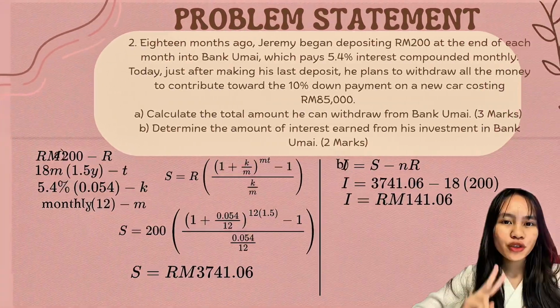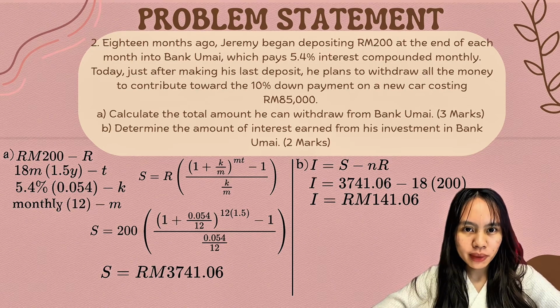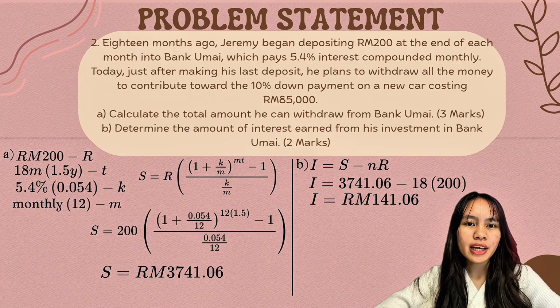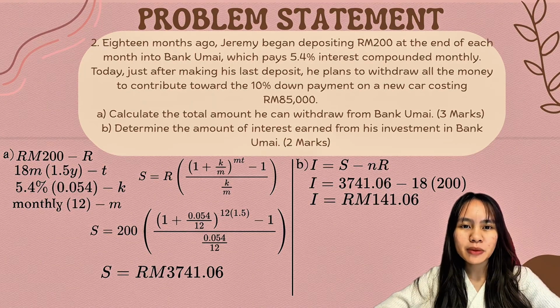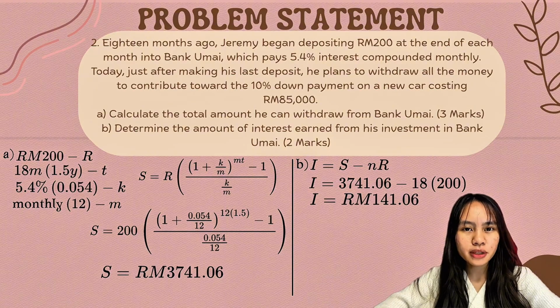Next, for question 2: 18 months ago, Jeremy began depositing 200 ringgit at the end of each month into Bank Omai, which pays 5.4% interest compounded monthly. Today, just after making his last deposit, he plans to withdraw all the money to contribute towards the 10% down payment on a new car costing 85,000 ringgit. Question 2a, calculate the total amount he can withdraw from Bank Omai.